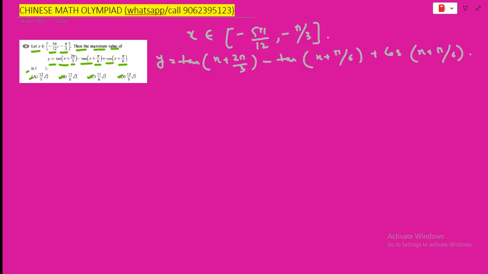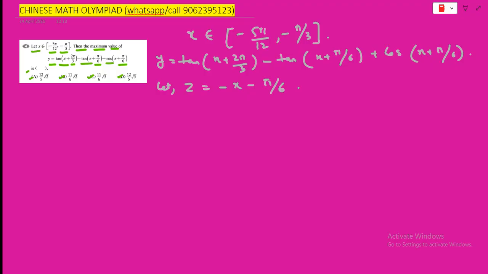Okay, so let's do what Olympiad students love. Change the variable cleverly. Now let z = -x - π/6. Okay, now why this substitution? Because we see x + π/6 everywhere, so we want to simplify the expression.